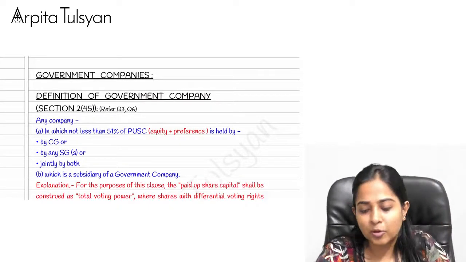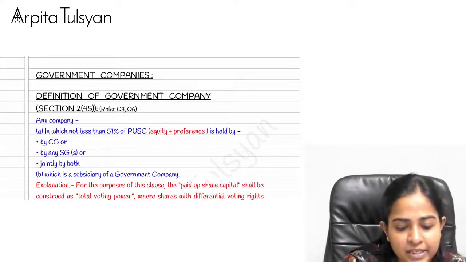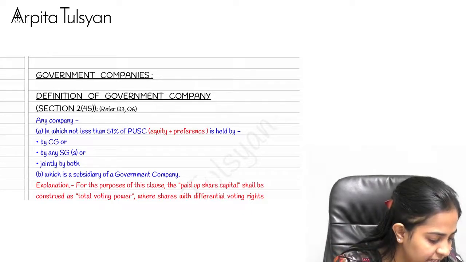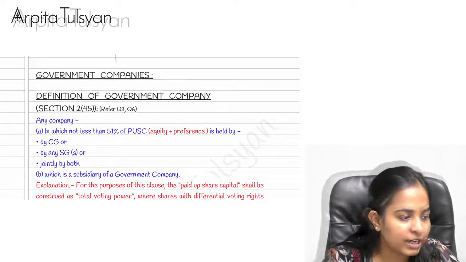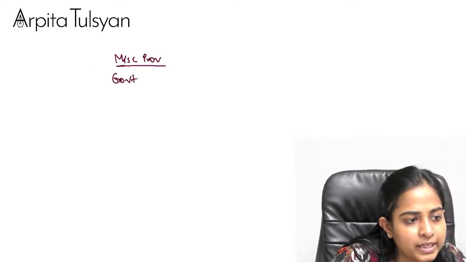So now, first of all, let's start with the first part, which talks about the government companies. For the purpose of this government companies, we have got 3 sections. First one is talking about, I'll just show it to you. This is miscellaneous provisions, and in that, the first part that we are doing is government companies.